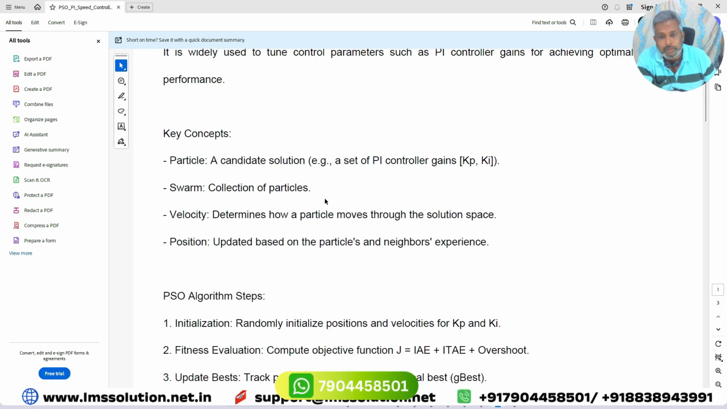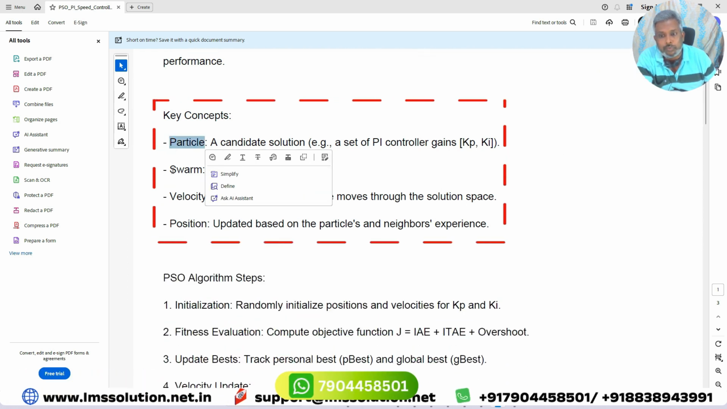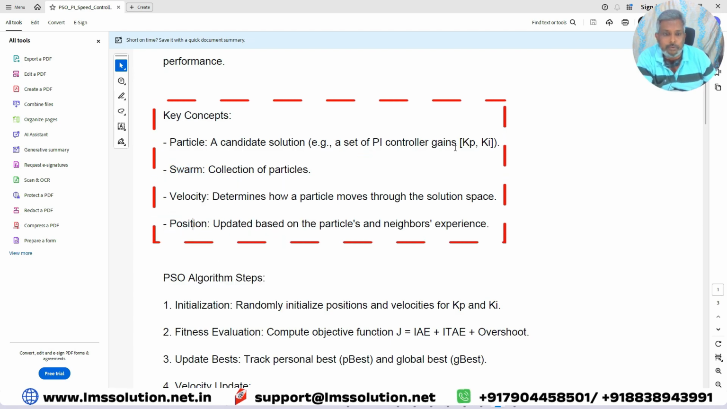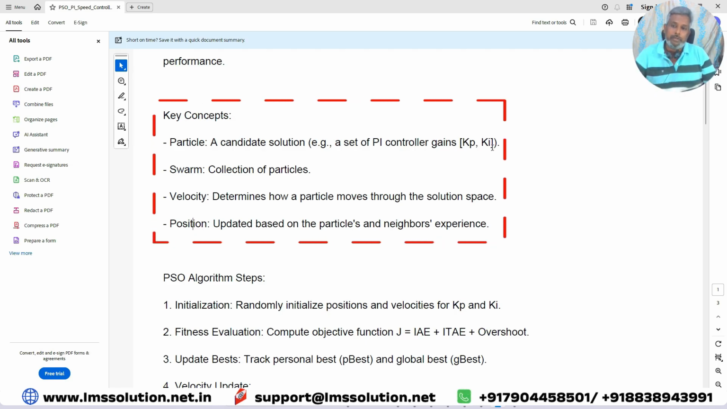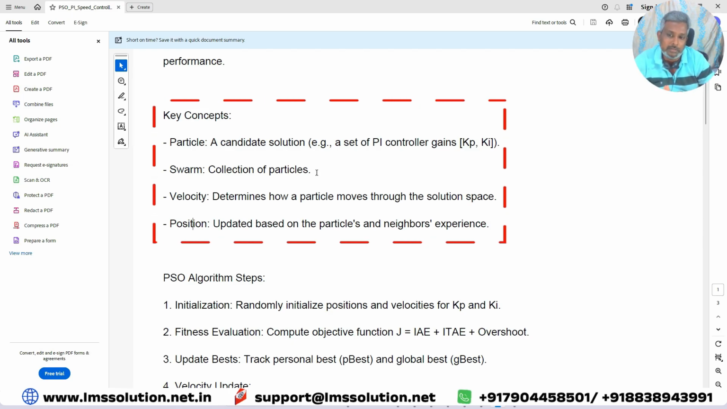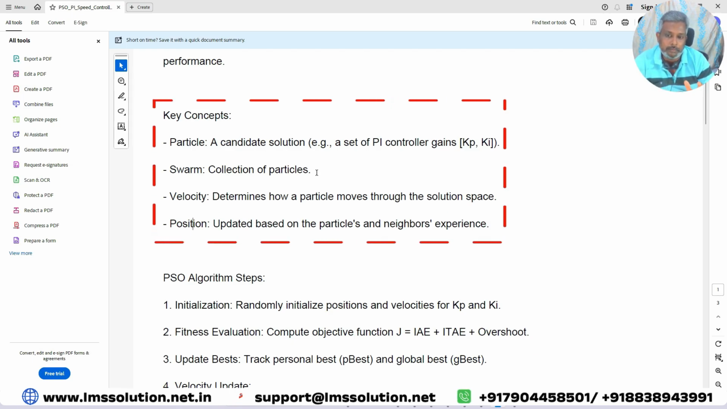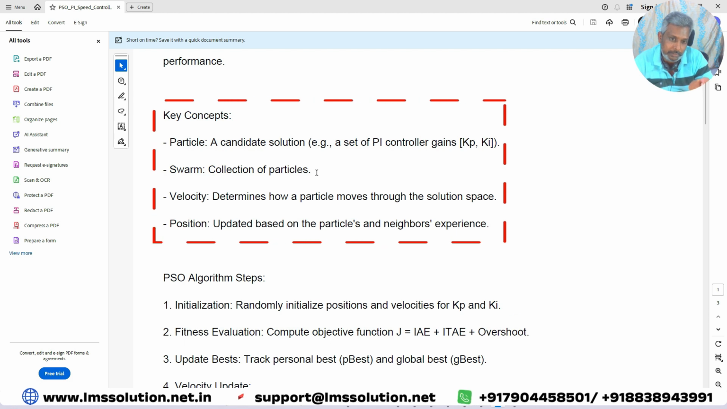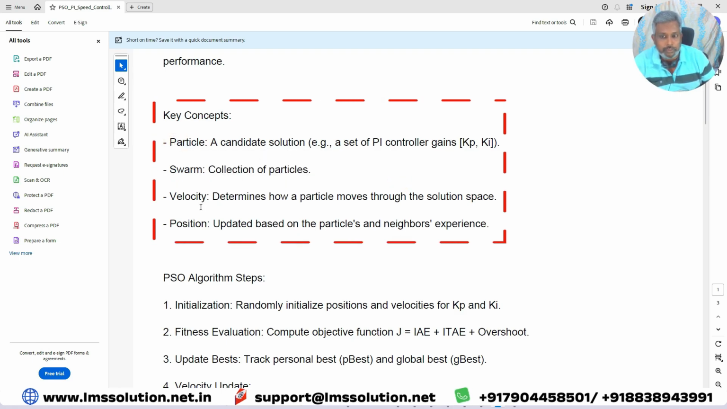So the main things in particle swarm optimization are particle, swarm, velocity and position. Here in PI controller tuning, a particle is nothing but KP, KI. That is known as a particle. Swarm is nothing but a collection of particles; in the sense we can call it a population. A collection of bats is known as a swarm. Particle indicates a single bat, and swarm means a collection of bats. In technical terms in optimization, it is particle, and a collection of particles is known as swarm, and velocity.